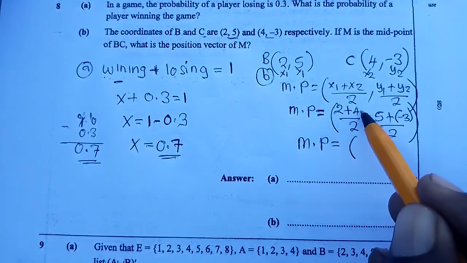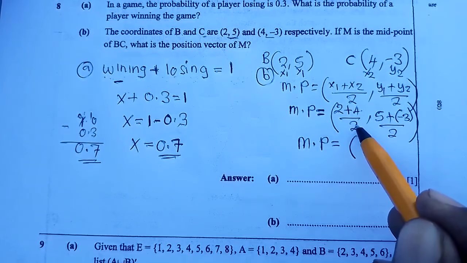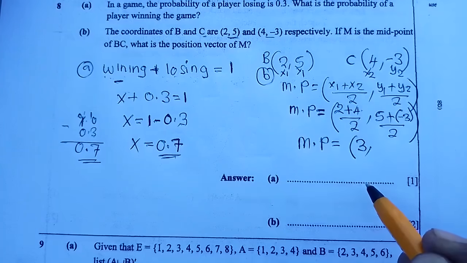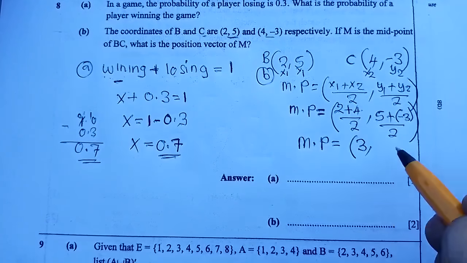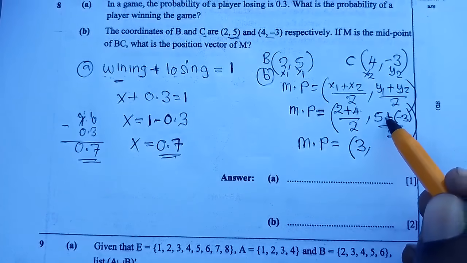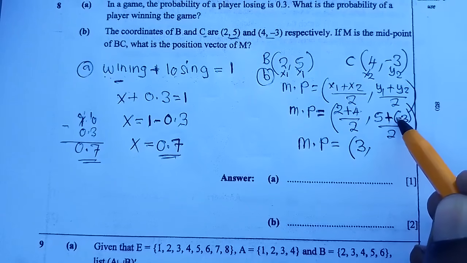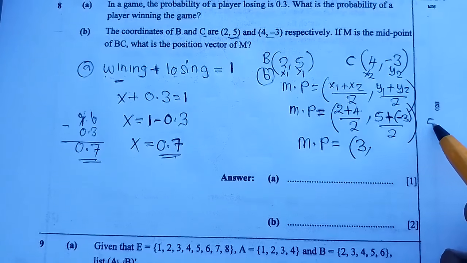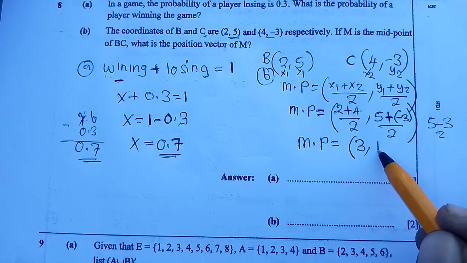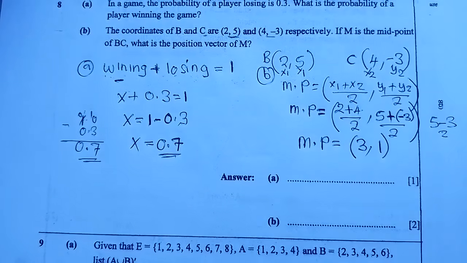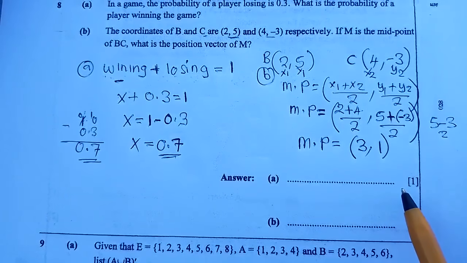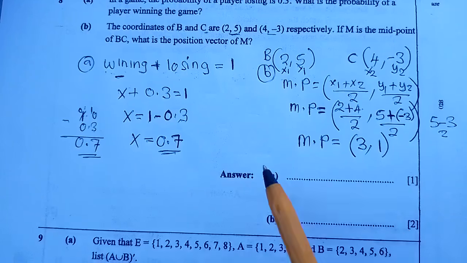So what is 4 plus 2? 6. 6 divided by 2, you're going to get a 3. Have you seen? Then you do this. Here we've got a positive, there we've got a negative. So this is the same as 5 minus 3, which is 2. 2 divided by 2 is 1. So we've got a 1 that side. This is what you need to follow. So this is the midpoint. But in the question, what were you told?